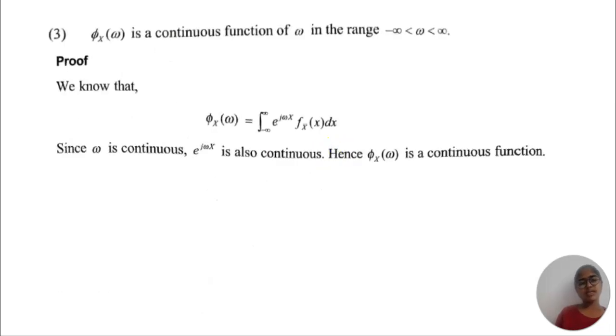The third property is phi x of omega is a continuous function of omega in the range minus infinity less than omega less than infinity. Here omega is continuous, and e power j omega x is also continuous. Hence, phi x of omega is continuous.